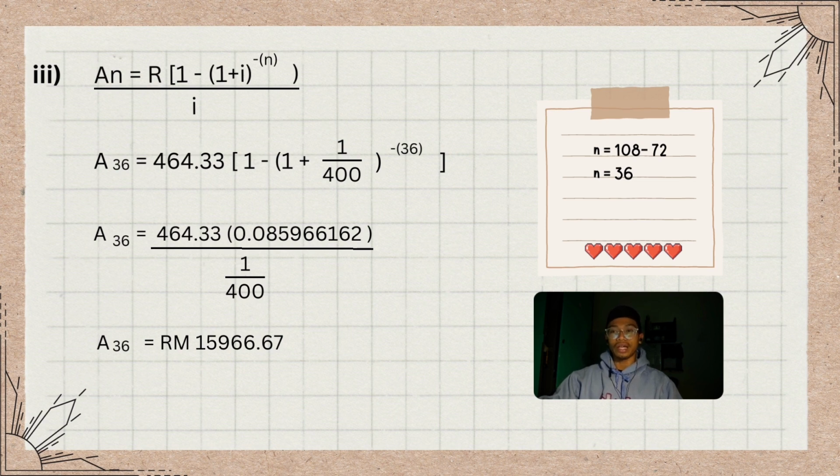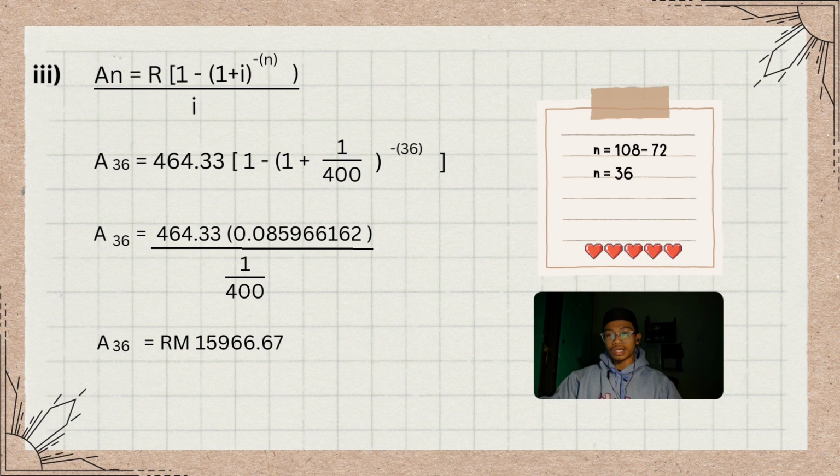So after we fill in the formula, we get A36 equals 494.33 in bracket 1 minus bracket 1 plus 1/400 bracket power 36 then bracket. So how do we get the N? 108 minus 72, so we get N equals 36. So let's proceed with the formula.